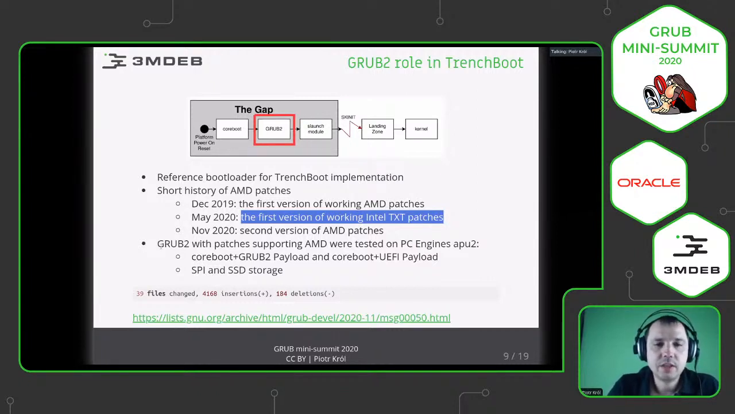For testing, we used the PC Engines APU2, a roughly 100 euro firewall based on an AMD G-series embedded processor, but it supports this special SKINIT instruction. We used two configurations: coreboot plus GRUB as a payload, and GRUB plus a UEFI payload. In both configurations it works fine. We also tried various storage, either everything in SPI or also something on the disk.